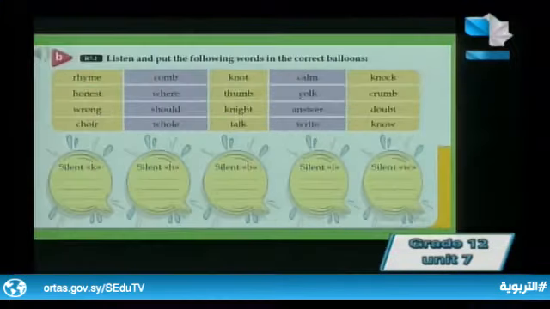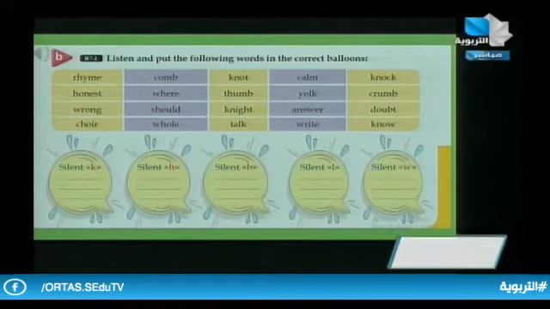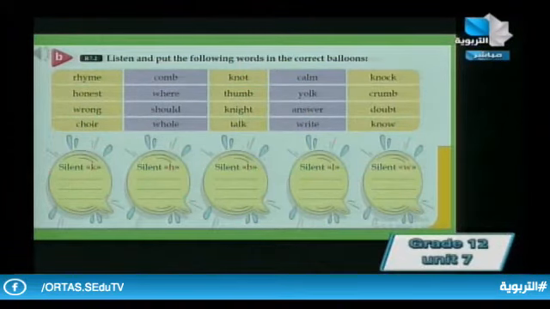Unit 7, recording 7.2. Listen and put the following words in the correct balloons.